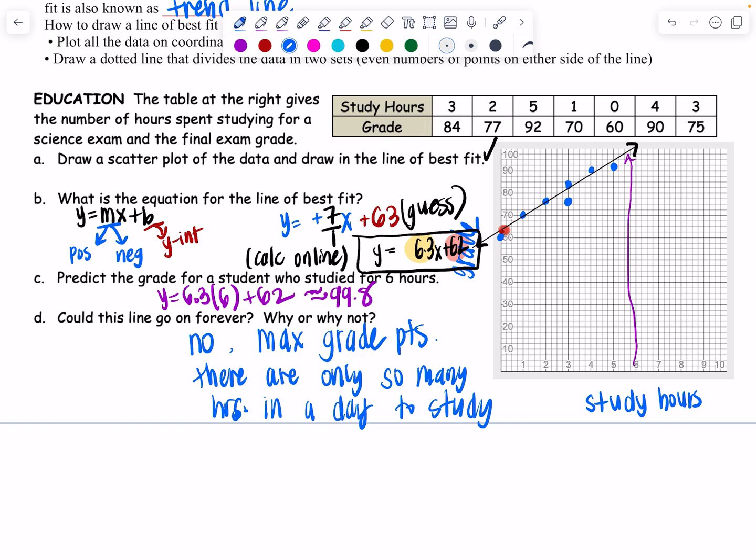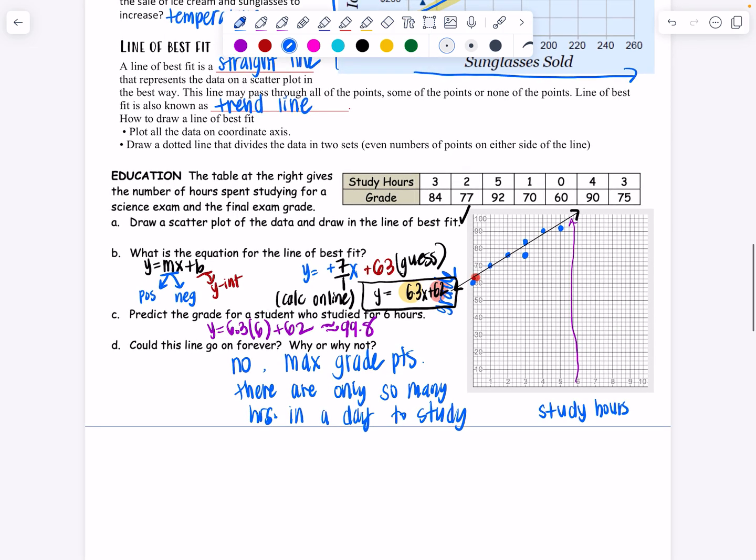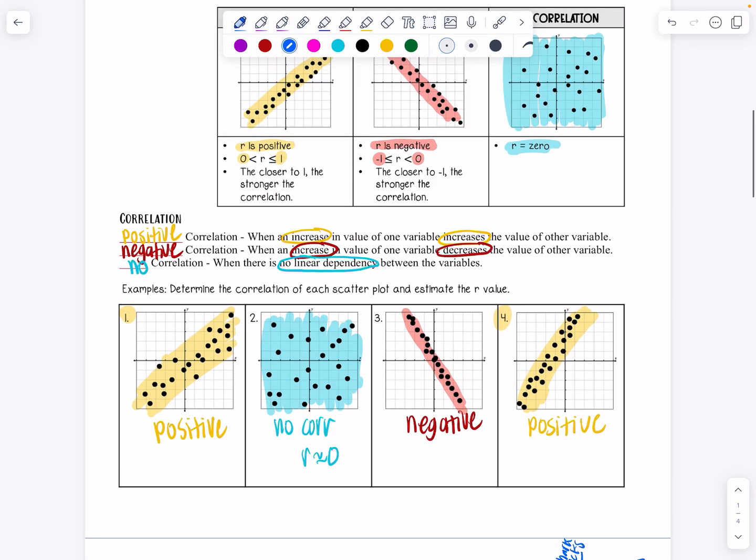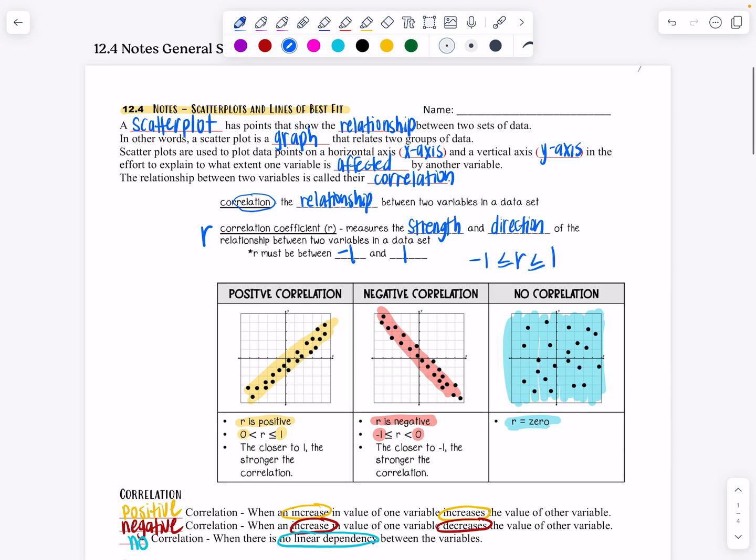Okay? So while it is a trend line and we can make predictions, you know that the grades eventually top out and the time spent studying will eventually top out as well. And so your assignment is a Google form, and you will practice matching trend lines to the appropriate data, and then you will also talk about positive, negative, and no correlation, and then the strength of the R value.